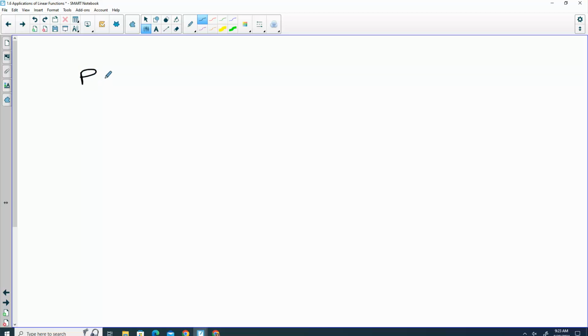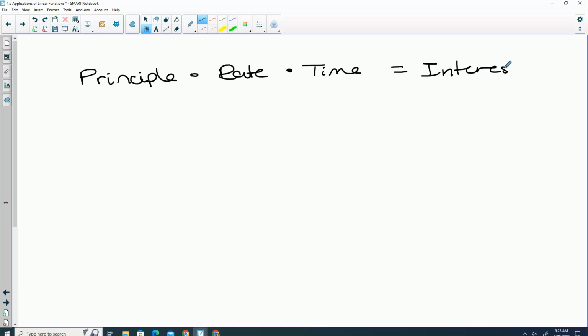You can do that to get your ending amount. In general, it's principal times rate times time equals interest. I equals PRT. Does that sound familiar? Have you seen that before? This is simple interest. We'll talk later on in the year about different kinds of interest that we might find. But the only problems I'm going to give you right now are simple interest. P times R times T equals I.